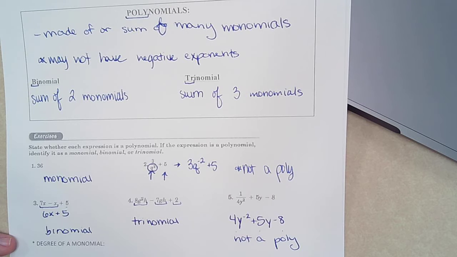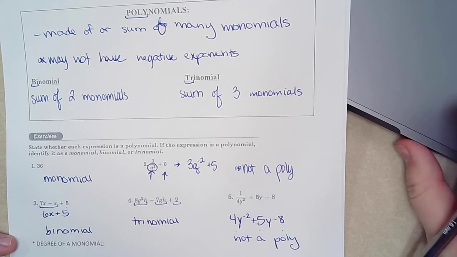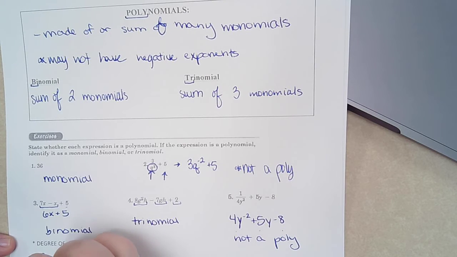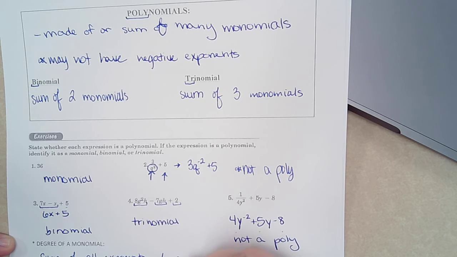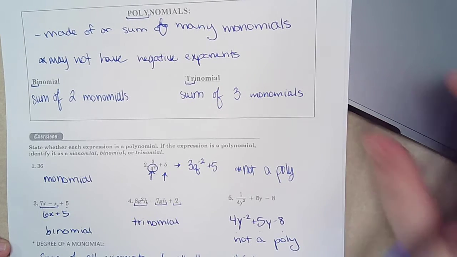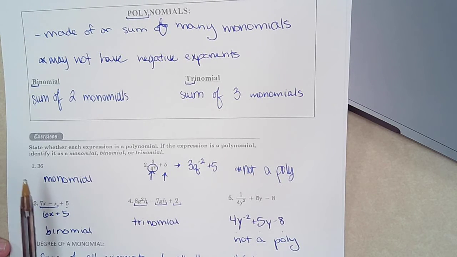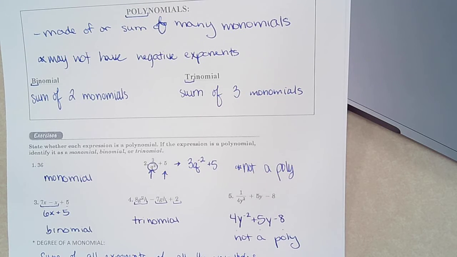All right, the next thing we need to know is the degree of a monomial. So the degree of a monomial means the sum of the exponents of all of its variables. So I'm going to write that here. Sum of all exponents of all the variables. There we go. So for example here with a monomial, the highest degree we have is a 1 there, so that is a degree 1.